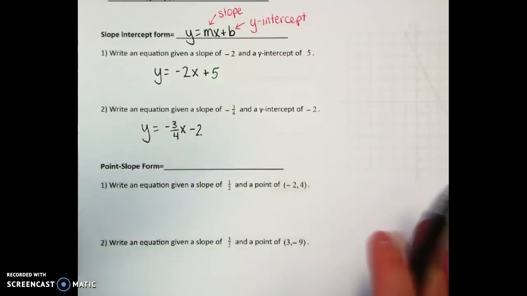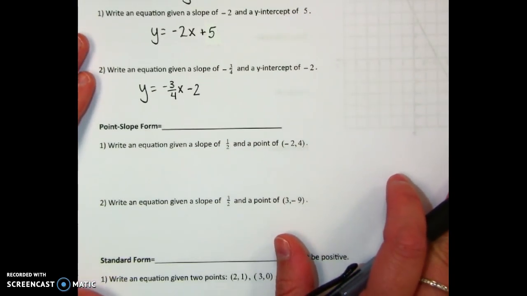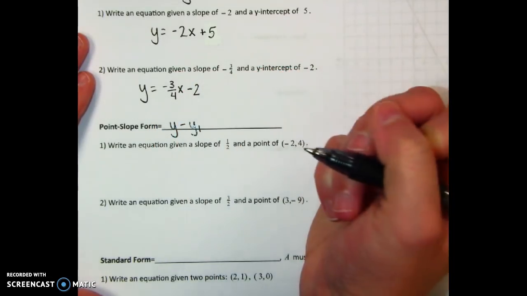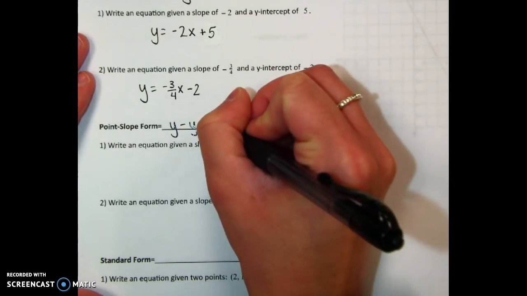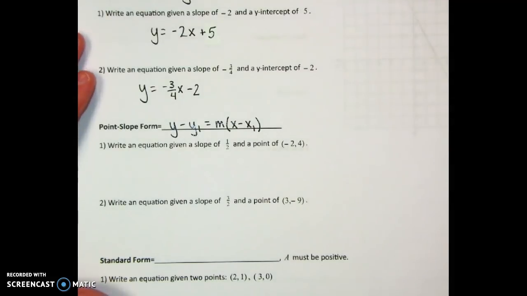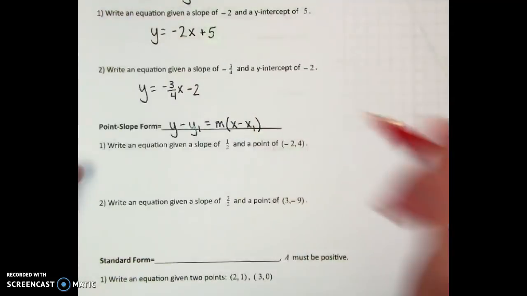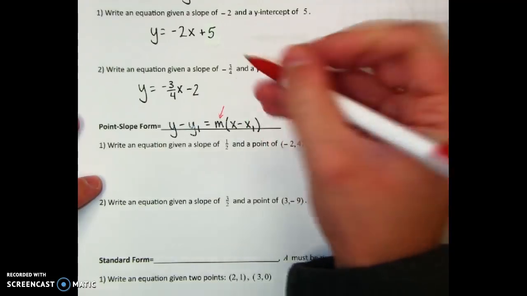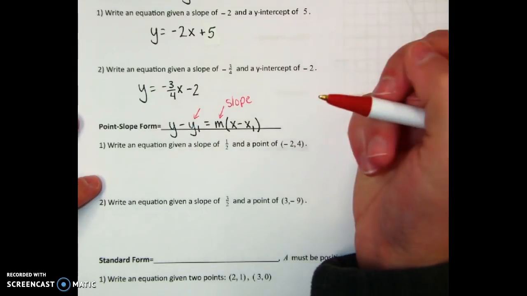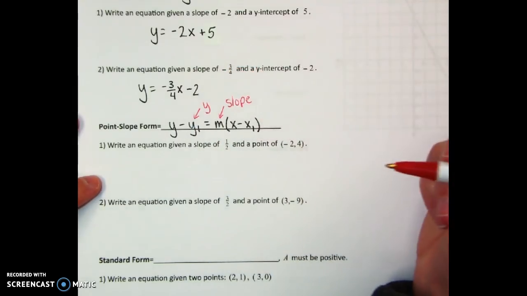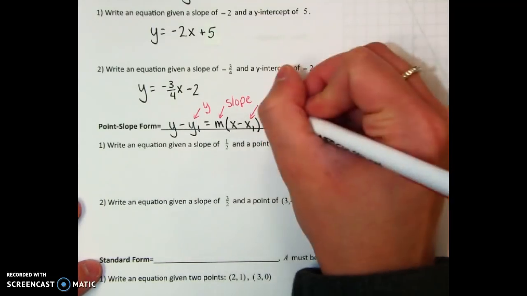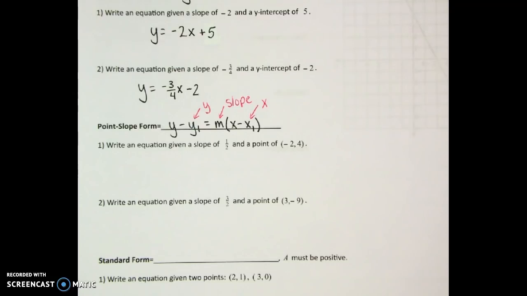Point slope. This is one you probably haven't seen before unless you did Algebra 1 last year, but it's y minus y sub 1 equals m times x minus x sub 1. Okay, so we already know that m is the slope. Anytime you see m, that's going to be slope. Okay, and y sub 1 is just going to be the y in the point that we're given, like down here. And x sub 1 will be the x in the point that we're given.